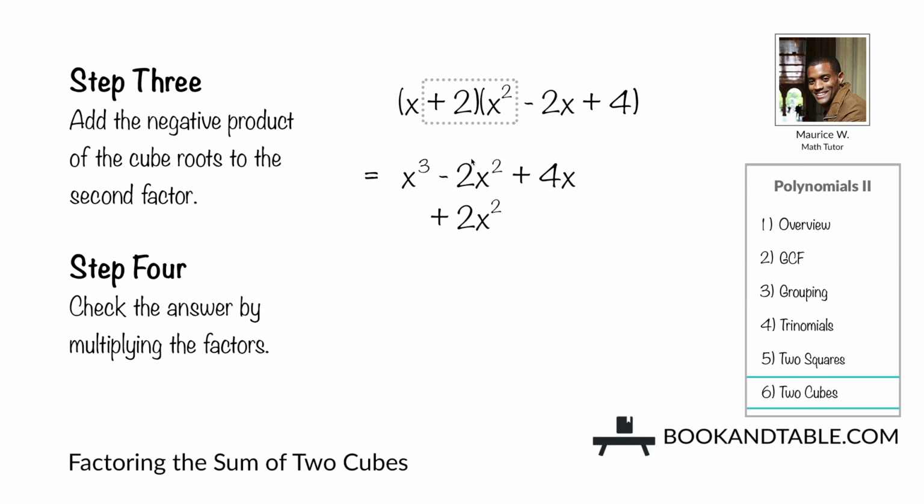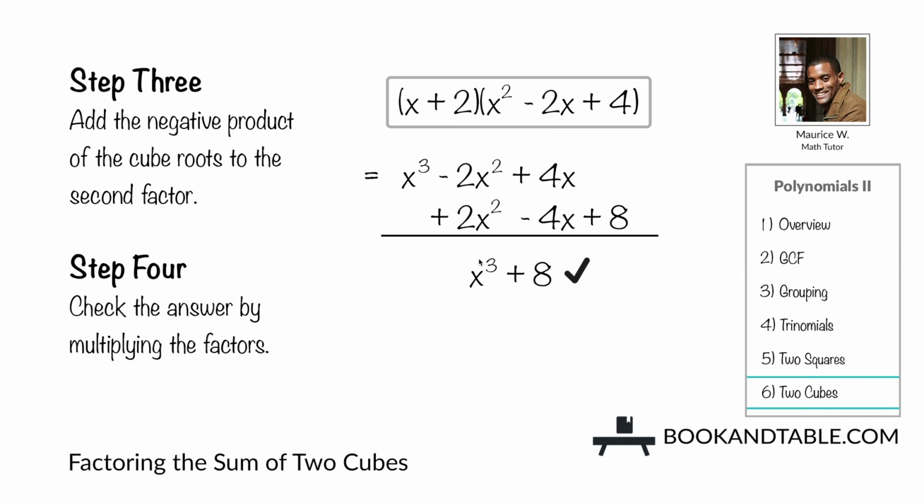2 times x squared is positive 2x squared. I'll place that down here since these two terms will wind up canceling each other out. 2 times negative 2x is negative 4x. I'll place that here since these two terms will cancel each other out. And 2 times 4 is equal to 8. So we are left with x cubed plus 8 as our final polynomial, which confirms that x plus 2 is one factor, and x squared minus 2x plus 4 is our second factor.